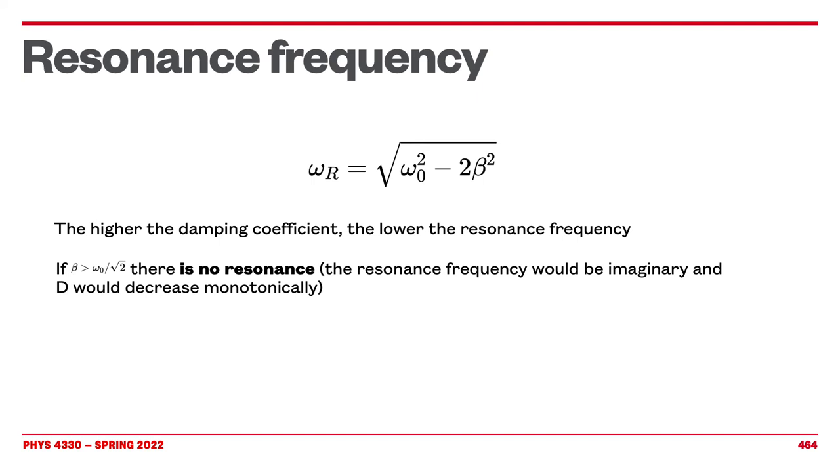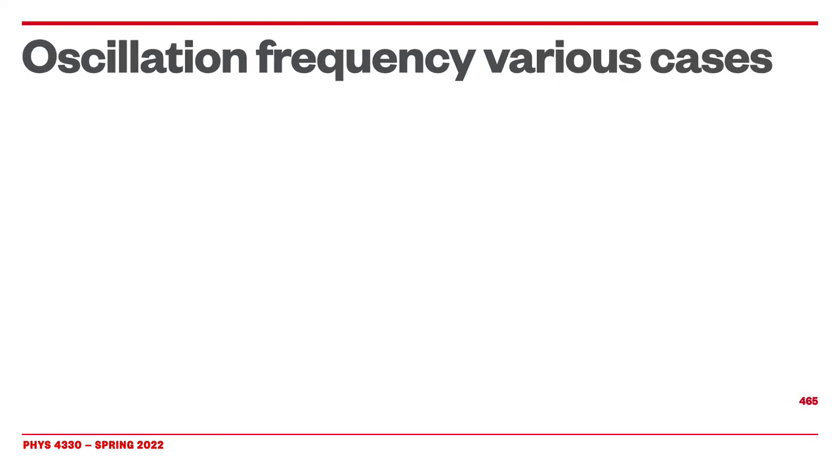There's no resonance, however, if 2 beta square is larger than omega 0 square. Because in that case, the resonant frequency is actually a complex number, an imaginary number, and then we would have a monotonic decrease. So that's something that's important to notice.